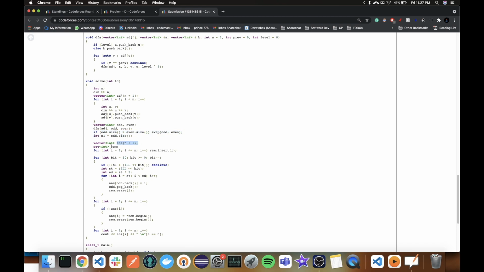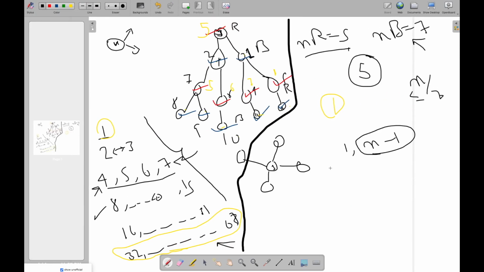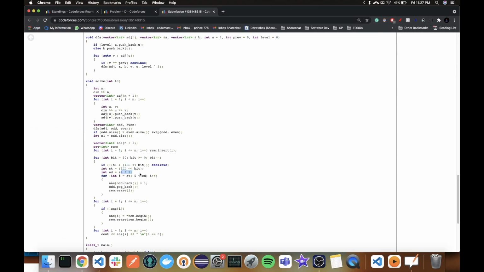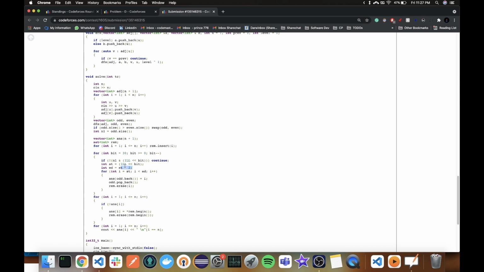This is the final permutation. I store all the remaining ones. Initially everything is remaining, then I do the greedy: if the bit is not covered, then I continue. Otherwise I get the starting and ending point. Basically 5 is 101, so this is the starting bit. 2 to the power 2 is 4, so the values 4 to 7 need to be inside. So the ending is start times 2. So I get the starting and ending, and then I am assigning in the permutation.